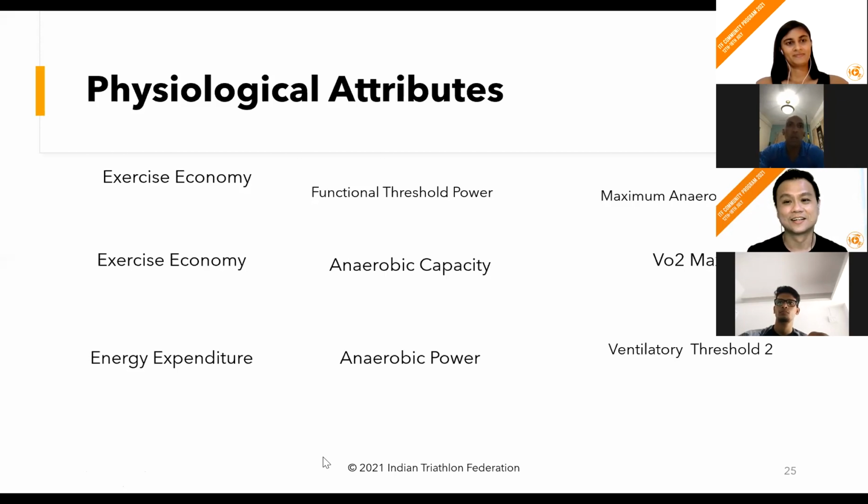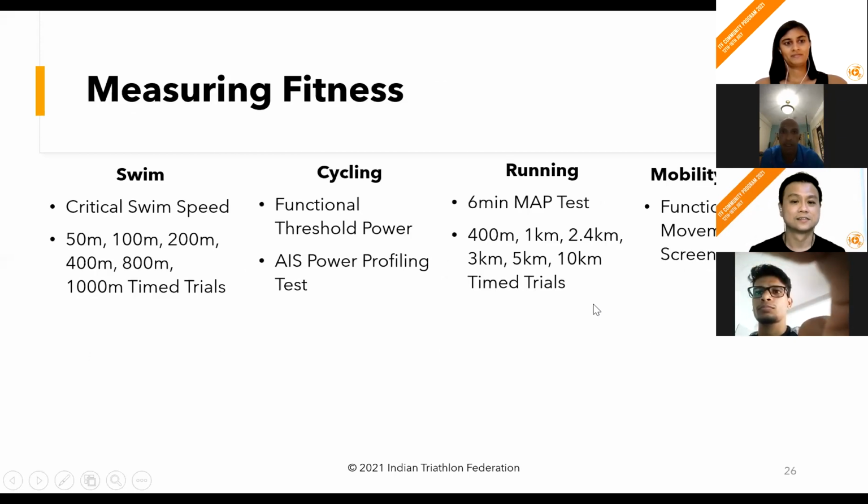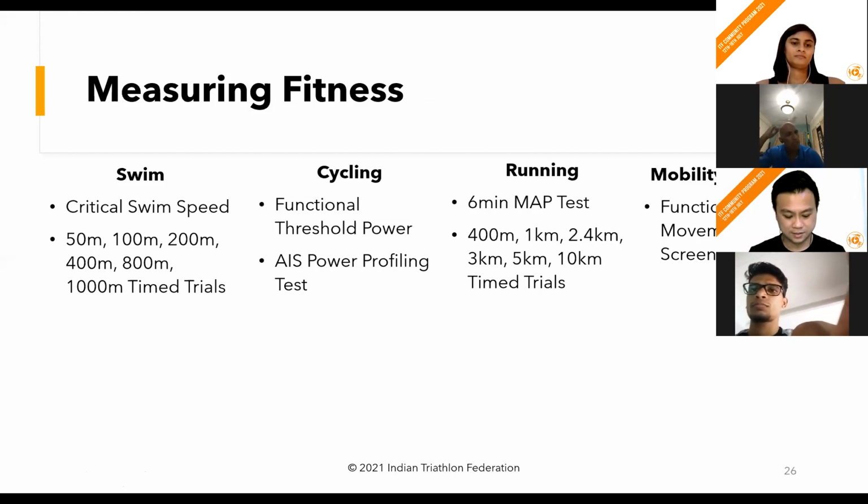So I'm not going to go too deep into all of these attributes. I think most of you should know them. Again, we can measure your athlete's fitness. We can do assessments, and again, a simple way of doing it. CSS is your critical swim speed. I think we usually do 50, 100, 200 time trials. Very few times I see athletes doing 400 and 1,000 meter time trials.